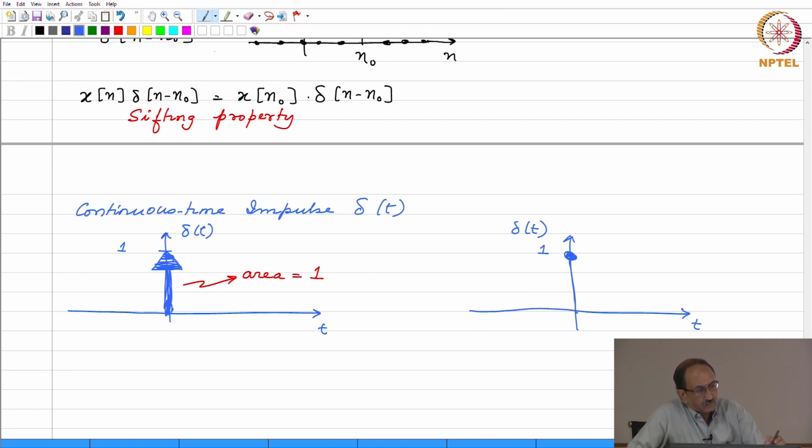This is not the delta function. Here is a function that takes on the value 1 at t equal to 0. Therefore, coming back to the impulse, delta of 0 being 1 is wrong.